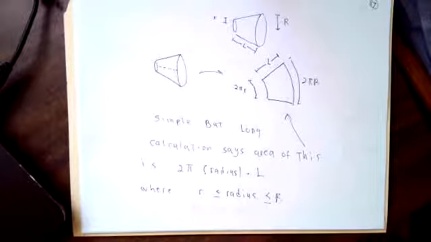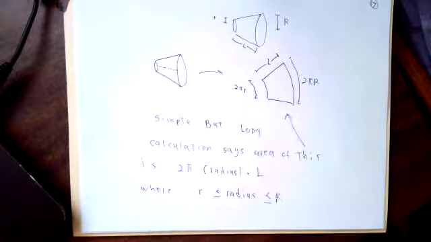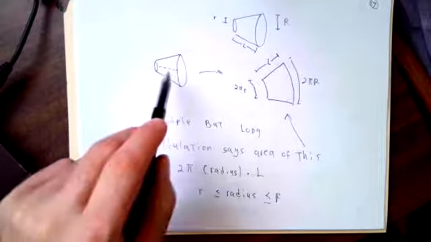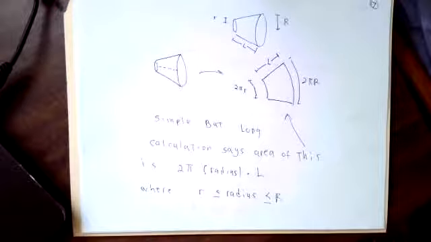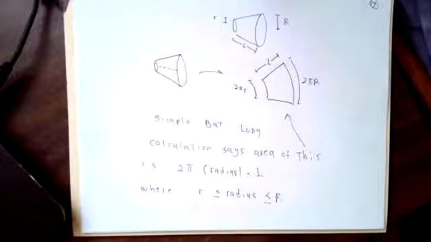A simple but long calculation shows that this area, which is the lateral area of this shape, is 2 pi times a radius value times the slant length. And by radius value, I mean any number, or a number in this case, between capital R and little r. The any number comment is going to be when we set the integral up.